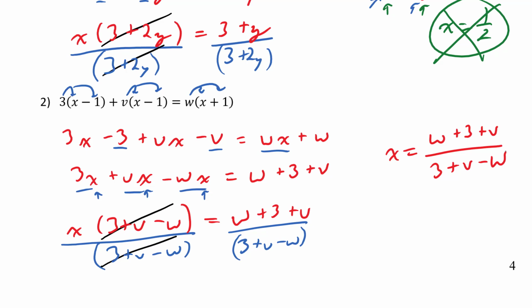Yes, there is a w and a 3 and a v in the top, and yes, there is a v and a 3 and a w on the bottom. However, it's not exactly the same. The w is subtraction. And then if we look at every single term, they are each individual on the top and on the bottom. As a result, this is your final answer. Be careful of that. Make sure you only cancel out where appropriate.